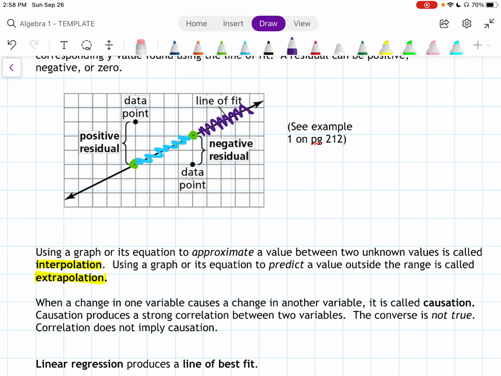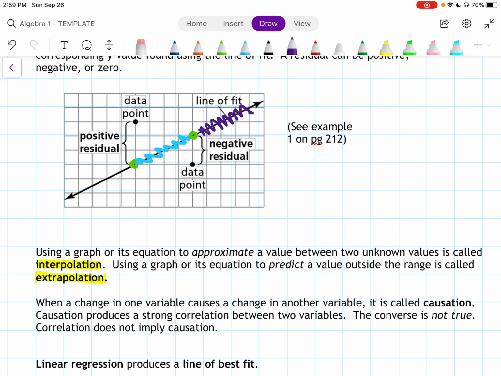When a change in one variable causes a change in another variable, it's called causation. Causation produces a strong correlation between two variables, right? And this is telling us that the converse is not true. Correlation does not imply causation. So just because you see two things change together doesn't mean that they're causing each other to change, right?